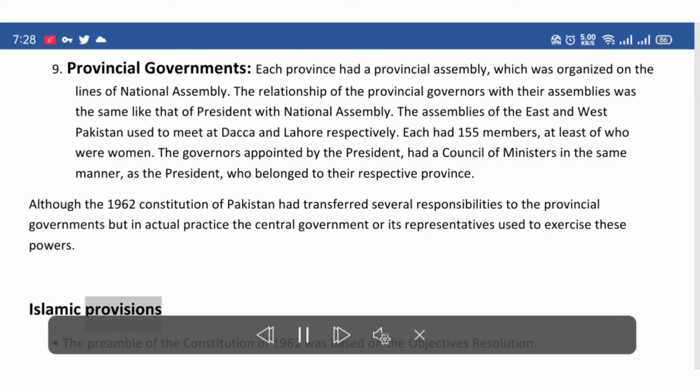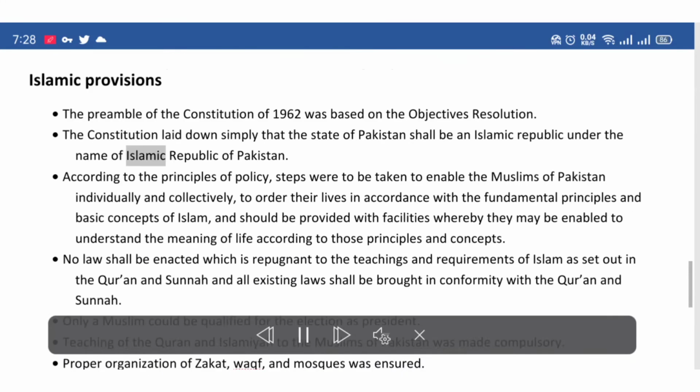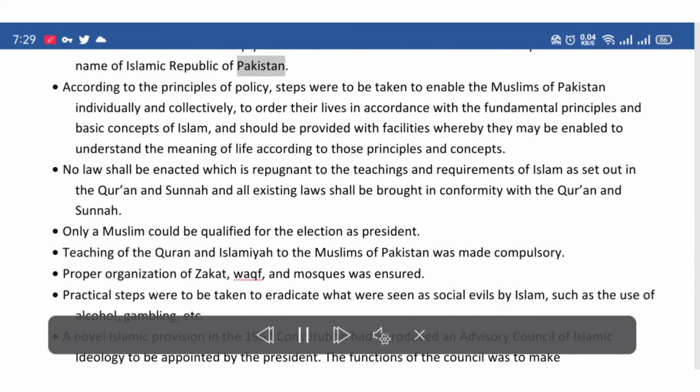Islamic Provisions. The preamble of the Constitution of 1962 was based on the Objectives Resolution. The Constitution laid down simply that the state of Pakistan shall be an Islamic Republic under the name of Islamic Republic of Pakistan.